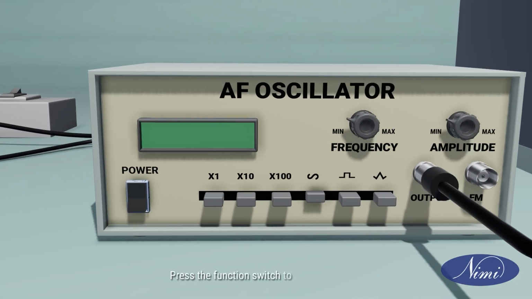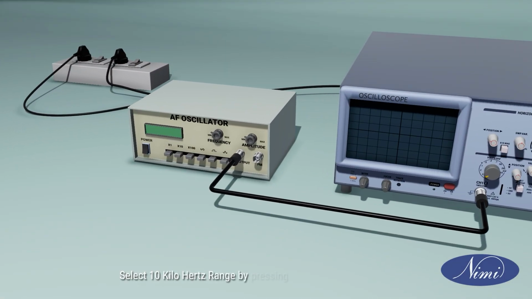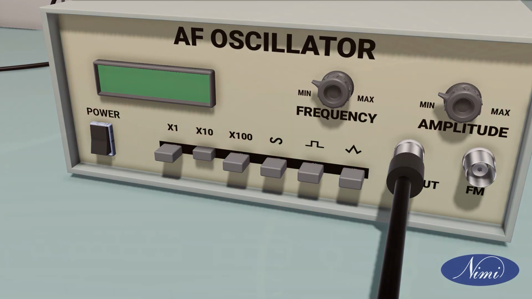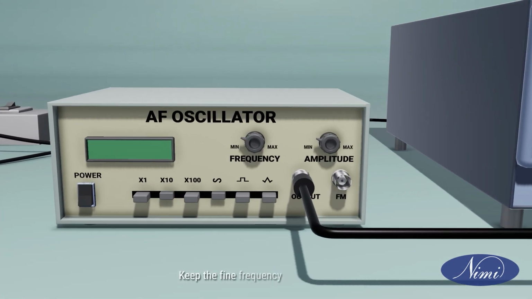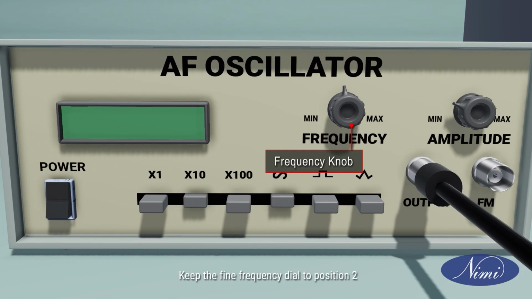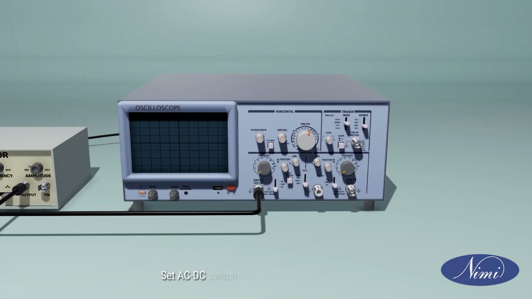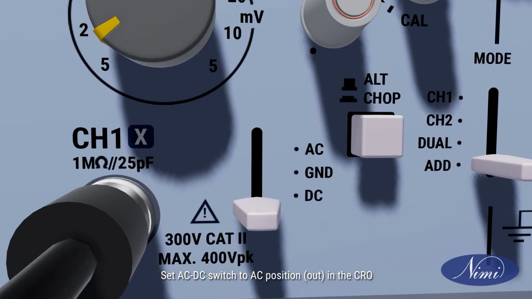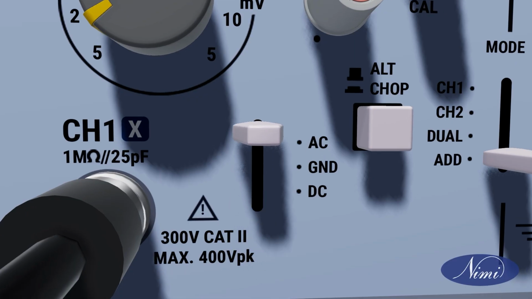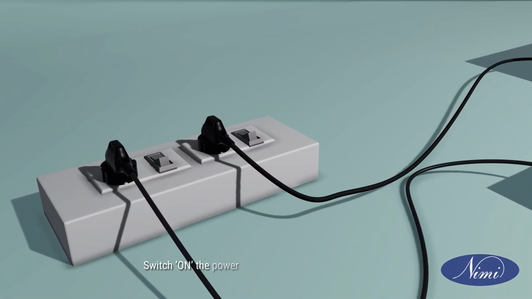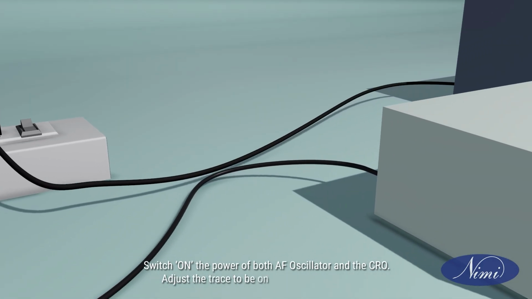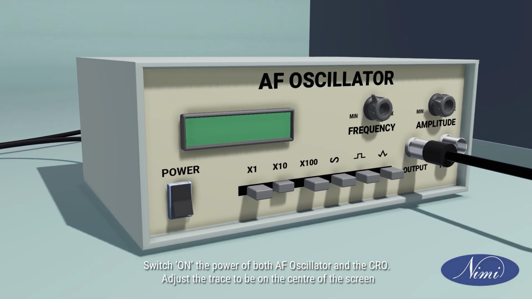Press the function switch to select sine wave. Select 10 kHz range by pressing the range switch marked 10K. Keep the fine frequency dial to position 2. Set AC/DC switch to AC position out in the CRO. Switch on the power of both AF oscillator and the CRO. Adjust the trace to be on the center of the screen.